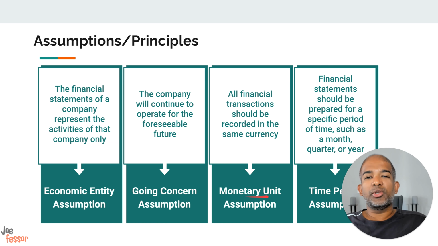Next, the monetary unit assumption states that all financial transactions should be recorded in the same currency. When you have them all in the same currency, it's easier to put everything together and it's easy to understand, right? So if it's an American company, of course you expect them to report all the numbers in US dollars. Finally, the time period assumption states that financial statements should be prepared for a specific period of time, like a month or a quarter or a fiscal year, right? Depending on your reporting period.